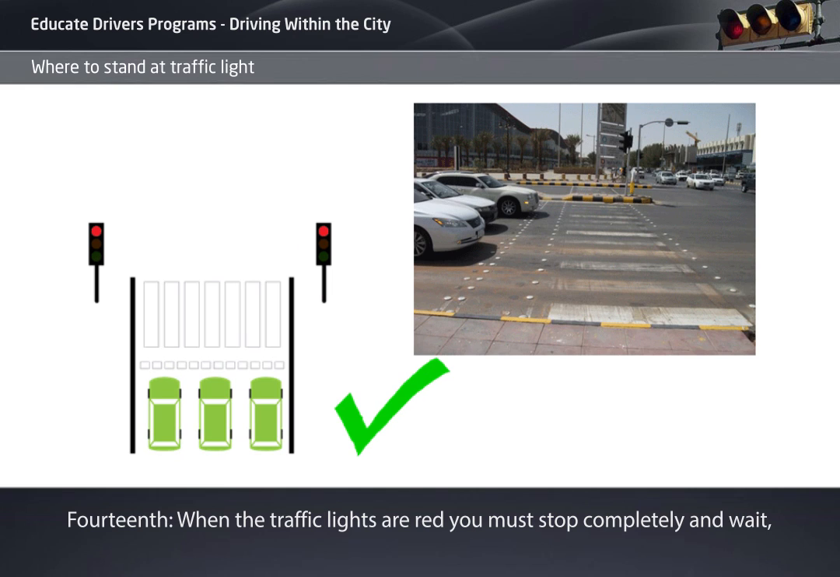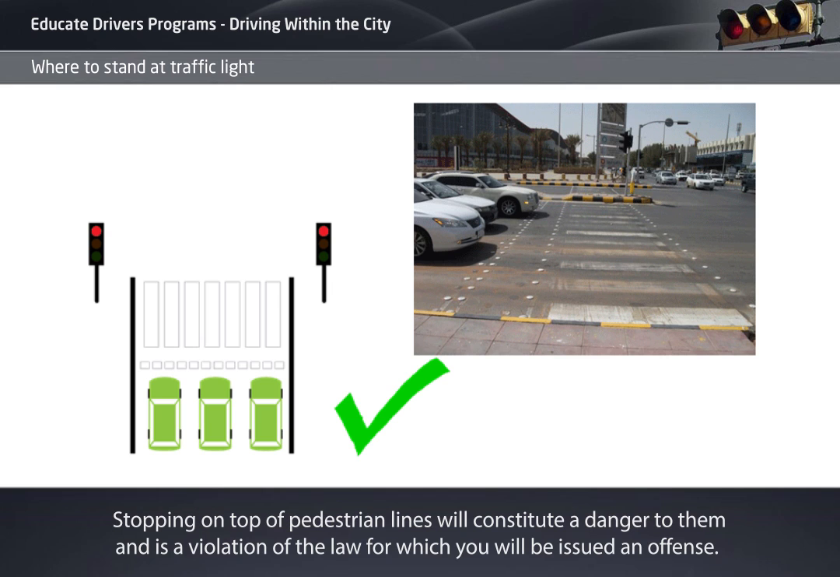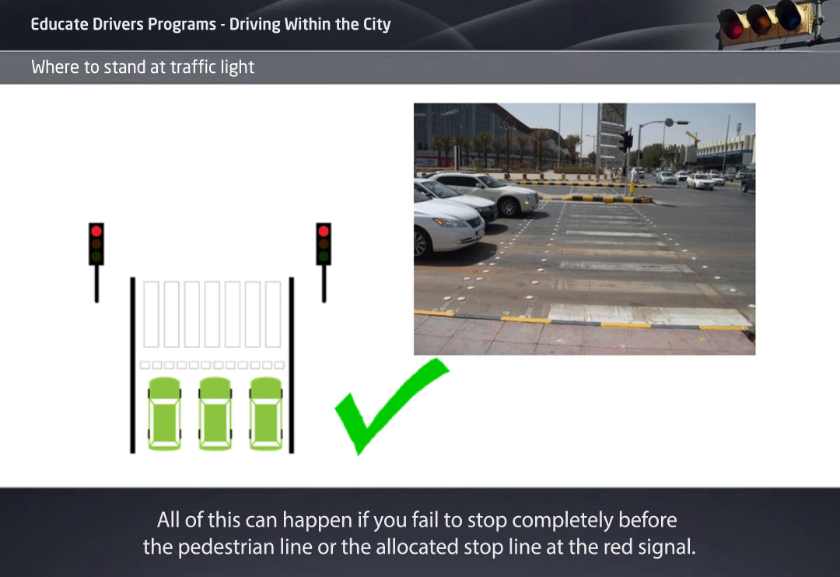14th. When the traffic lights are red, you must stop completely and wait, with the vehicle stopped before the pedestrian lines or the allocated stop line. Stopping on top of pedestrian lines will constitute a danger to them and is a violation of the law for which you will be issued an offense. All of this can happen if you fail to stop completely before the pedestrian line or the allocated stop line at the red signal.